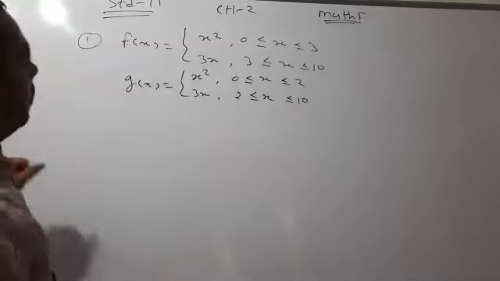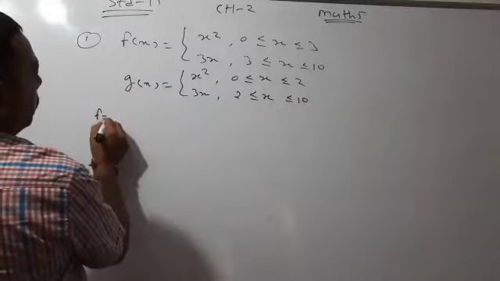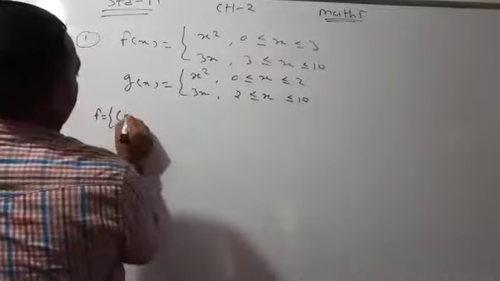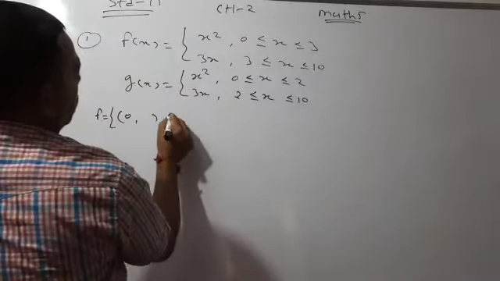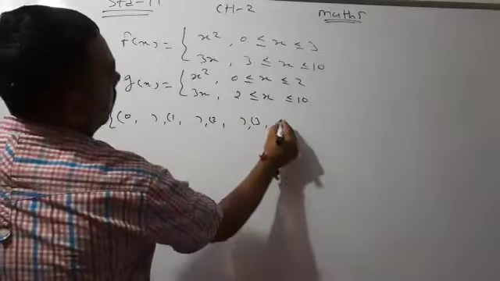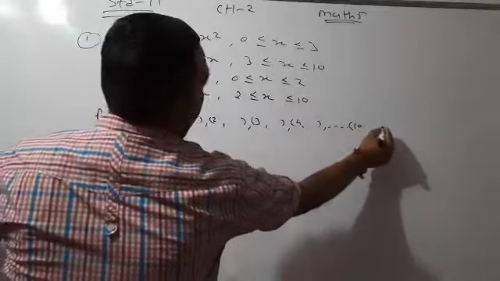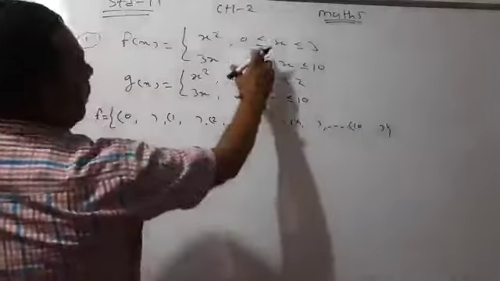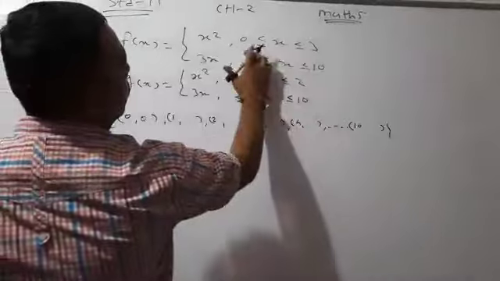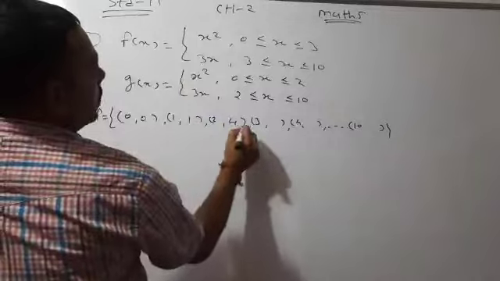First of all we will write the ordered pairs. We know that for function f, I will consider 0 to 10 as x: 0, 1, 2, 3, 4 and that way till 10. If I put 0, I have to put 0 square, which is 0. Because from 0 to 3 we have to consider this function, if I put 1, 1 square is 1, 2 square is 4, 3 square is 9.